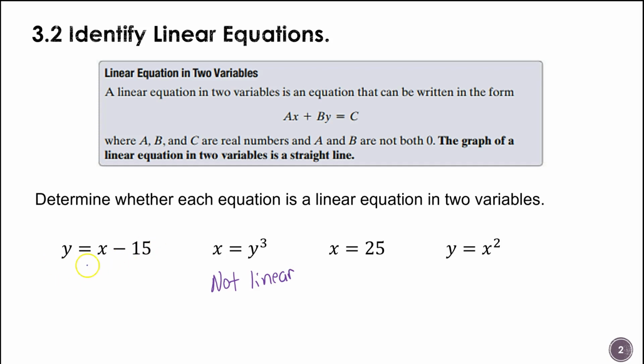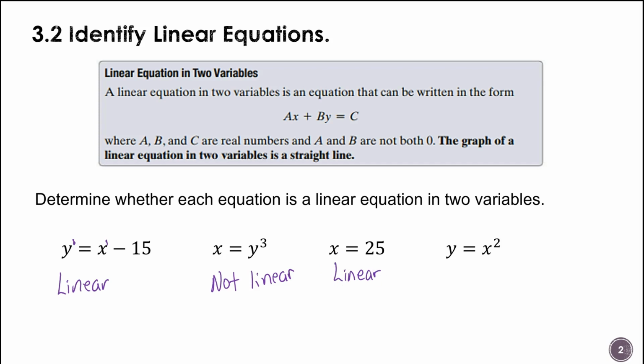Now the first equation is linear, even though it's not written as ax plus by equals c. This is another proper way to write an equation. And the y has an exponent of 1, so does the x, so this equation is linear. The next equation just says x equals 25. That's also okay, and it is linear even though it doesn't have a y, because it is actually the equation of a vertical line.